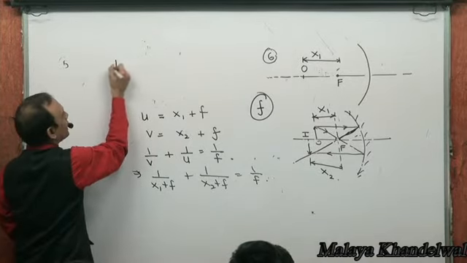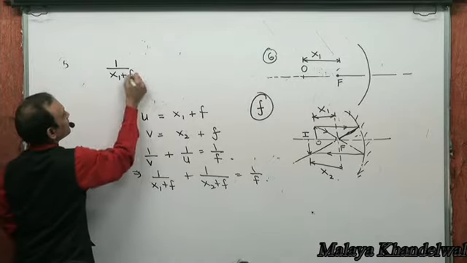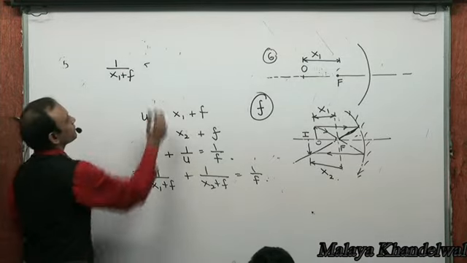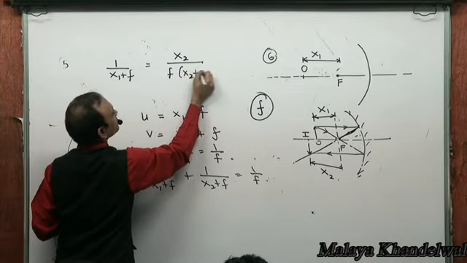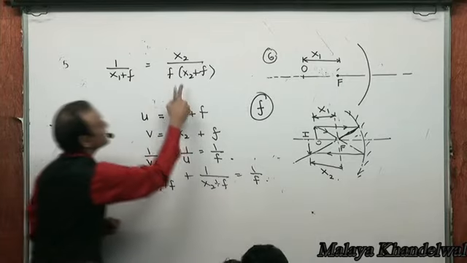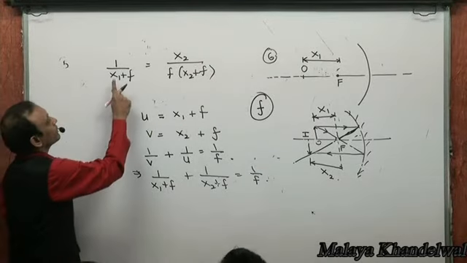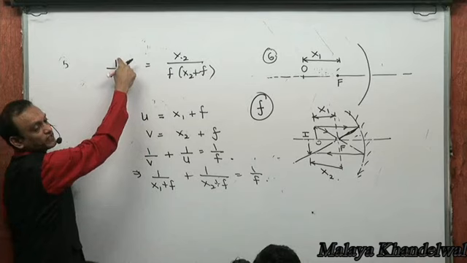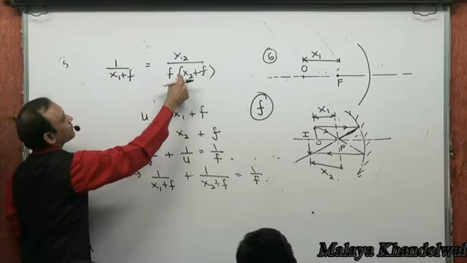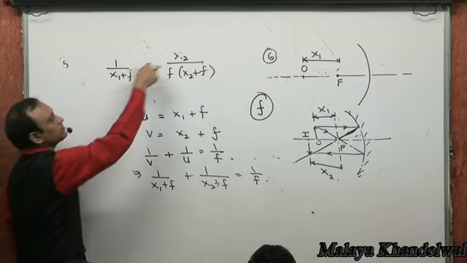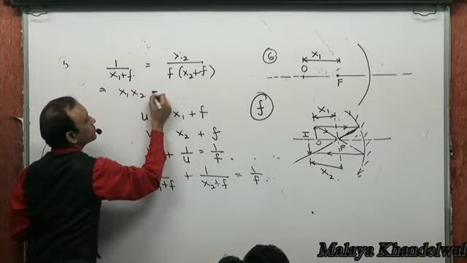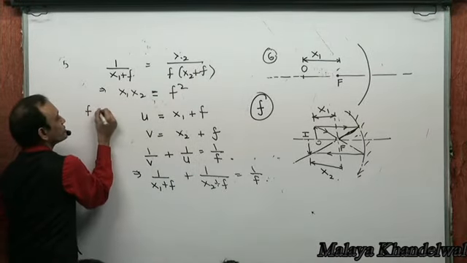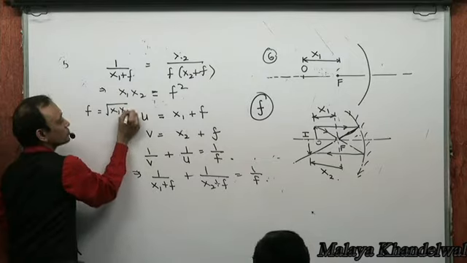So I end up getting 1 by (x1 plus F) equals, when I transpose this, x2 divided by F into (x2 plus F). When I transpose this on the right hand side, this becomes the difference. Now realize that Fx2 will get cancelled with Fx2 on cross multiplying, and I get x1 x2 equal to F squared. F therefore is root x1 x2.